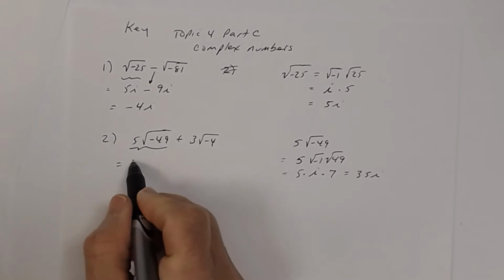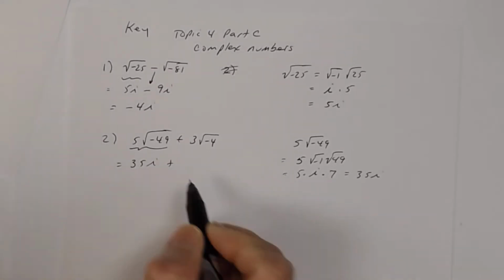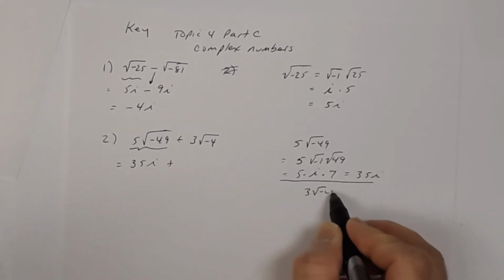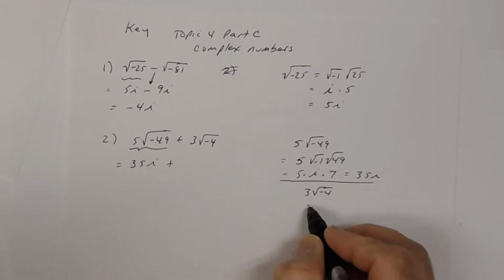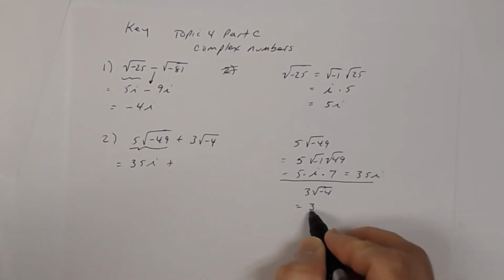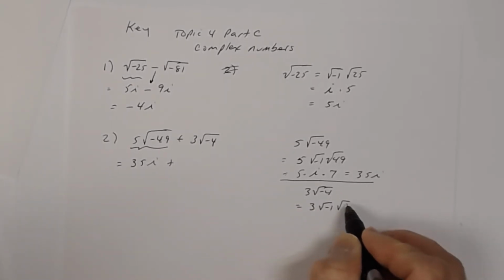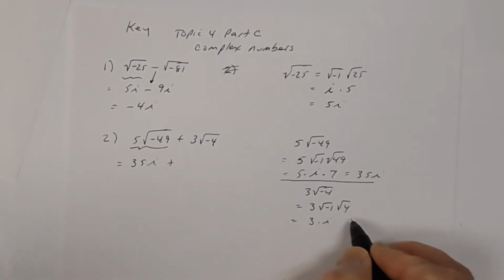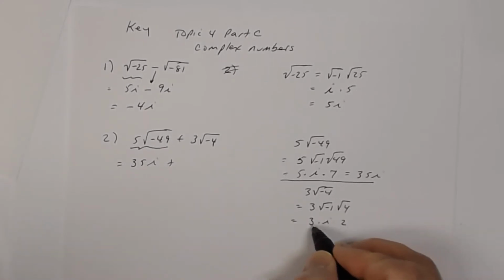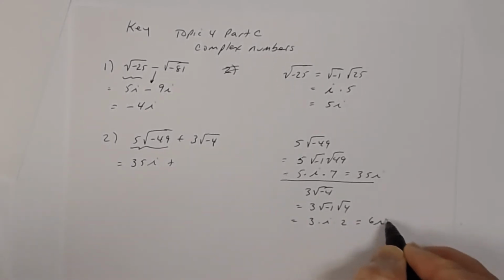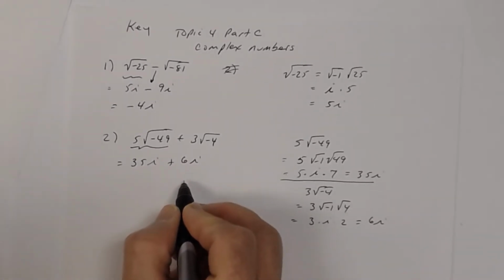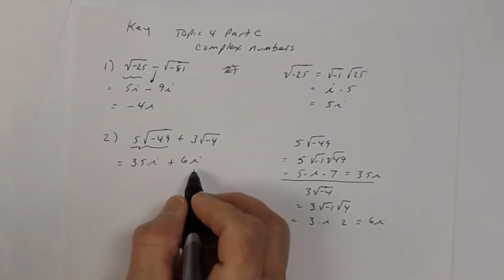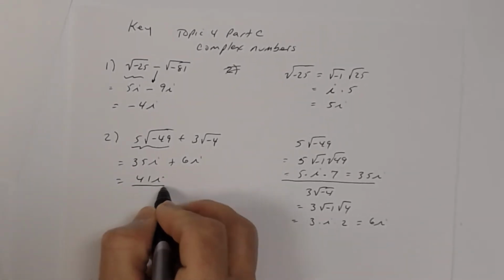So this becomes 35i plus, and then you do the same thing with 3 times the square root of negative 4. That's 3 times the square root of negative 1 times the square root of 4. So that's 3 times i, because the square root of negative 1 is i, and the square root of 4 is 2, so 3 times i times 2 is 6i. Now I can combine those two terms. They are like terms. 35i plus 6i is 41i.